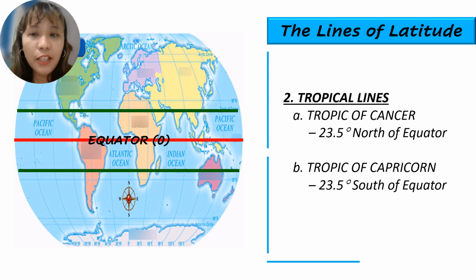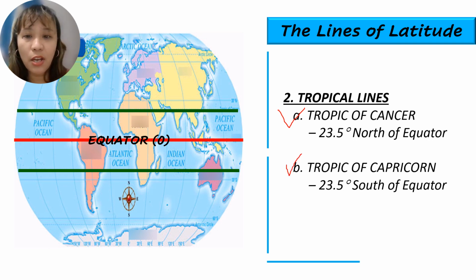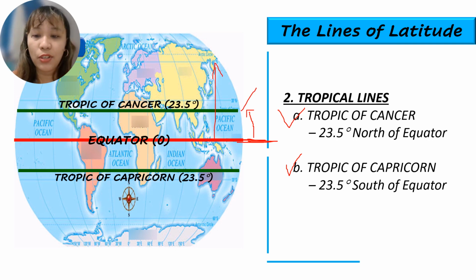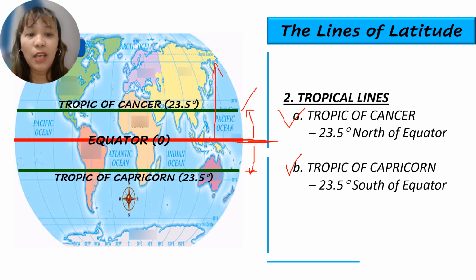The second lines of latitude are the Tropic of Cancer and Tropic of Capricorn. These two lines are known as the tropical lines. Here are the two of them. So meaning to say, for the Tropic of Cancer, starting from 0, if you go up and reach 23.5 degrees north side of the equator, you will be able to determine the Tropic of Cancer. If you go down to the south side, at 23.5 degrees exactly is the Tropic of Capricorn.